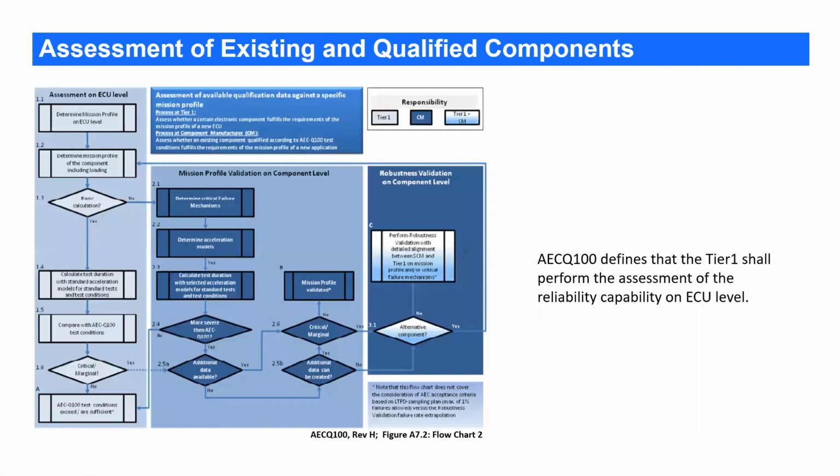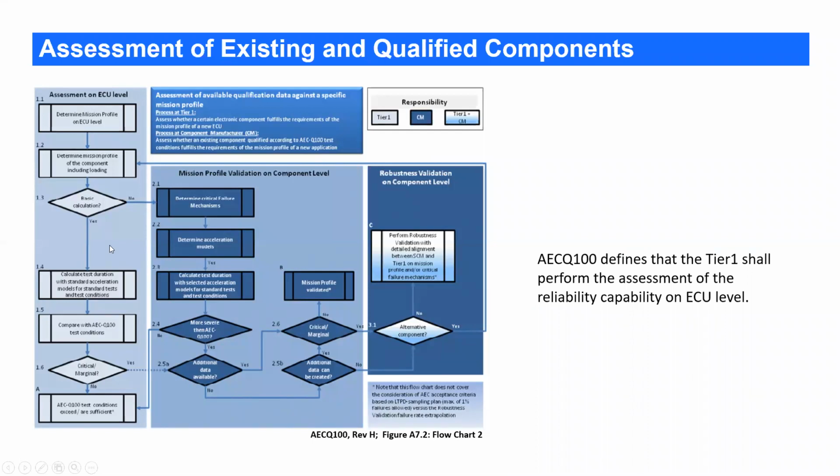Here's another excerpt of the AEC Q100 standard. I just wanted to highlight the flow, mainly on the left-hand side, very briefly, regarding who actually can do such a mission profile calculation, or should do it, from the AEC Q100 point of view. You see here this decision point, it says basic calculation. So this entire left-hand flow should be done by the tier 1.